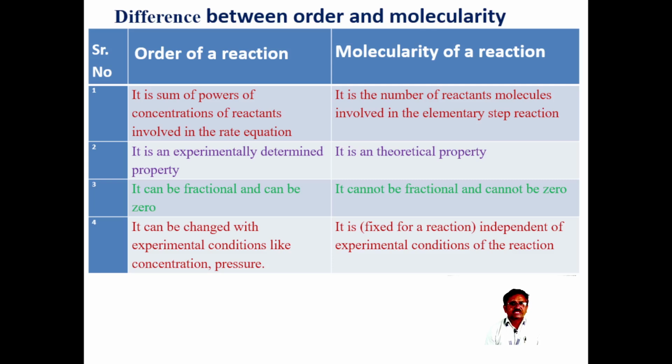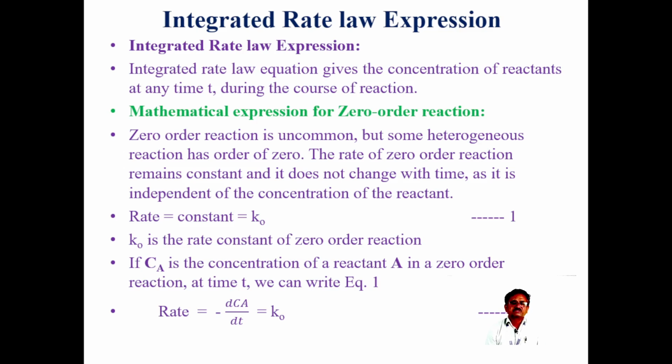And next point, order of reaction can be changed with experimental conditions like concentration, pressure, temperature, etc. But molecularity of reaction is fixed for a reaction, and it is independent of experimental conditions of the reaction. So, these are some differentiating points between order and molecularity of a chemical reaction.